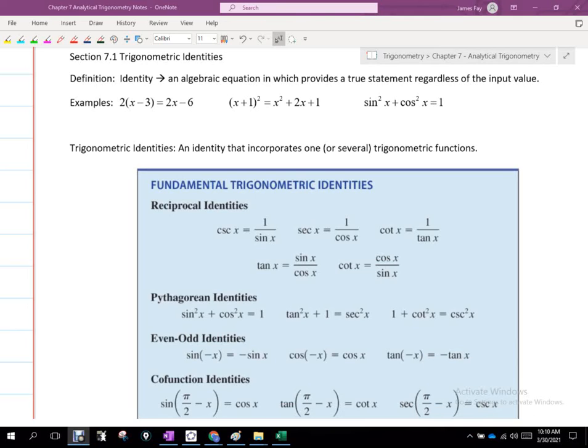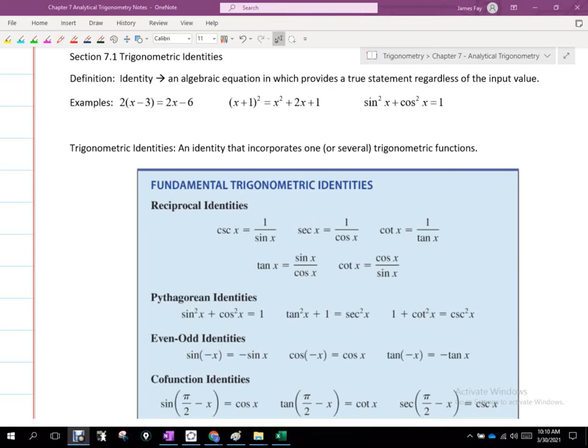We did a little bit of this in Chapter 5. Remember when I said take sine and rewrite it in terms of cosine? Or take tangent and rewrite it in terms of sine, or something like that. That was a brief introduction to analytical trigonometry.